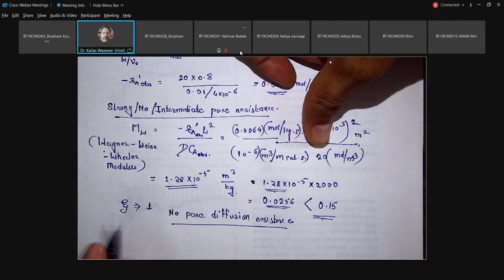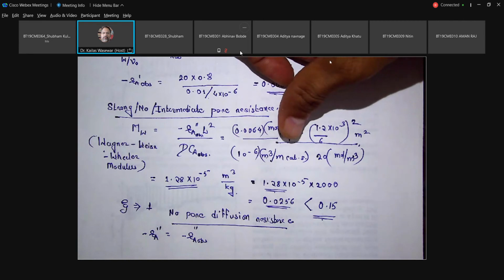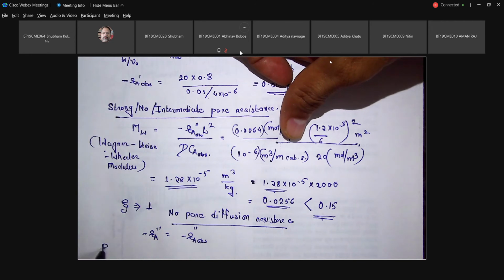So RA will be equal to RA of C, whatever is coming. Now we have to design the packed bed with catalyst particles having the length they have mentioned.